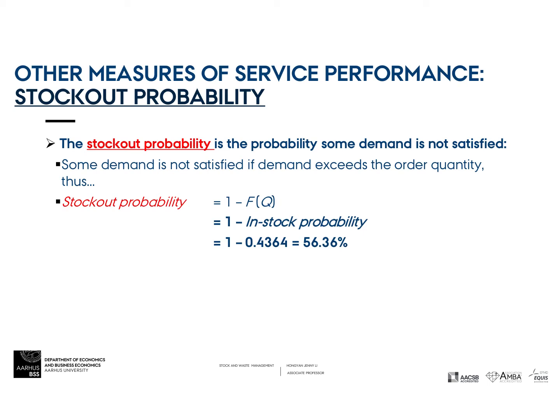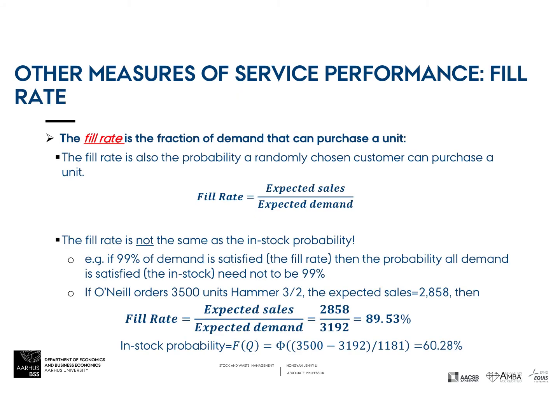After you calculate the in-stock probability, you can straightforwardly find the stock out probability, which is 1 minus the in-stock probability, so it equals another value. Furthermore, you can see we also have a fill rate performance measure. Fill rate is different from in-stock probability. Fill rate is the fraction of the demand that can purchase a unit.